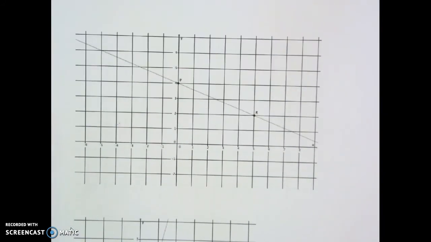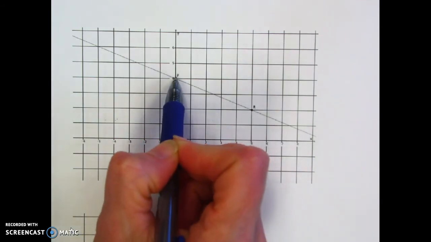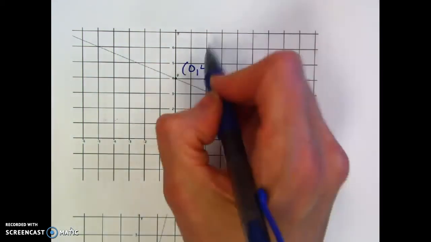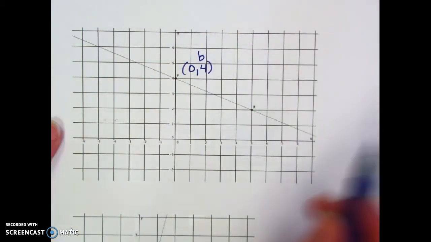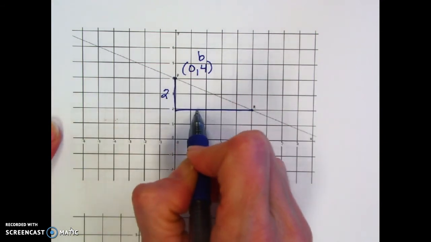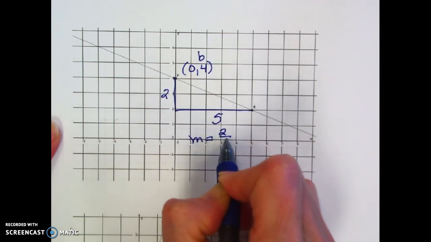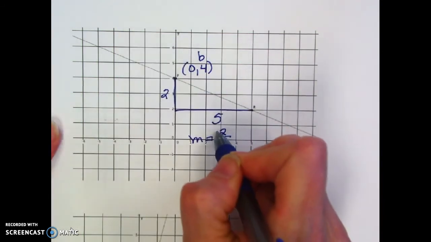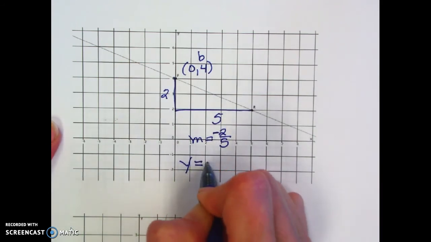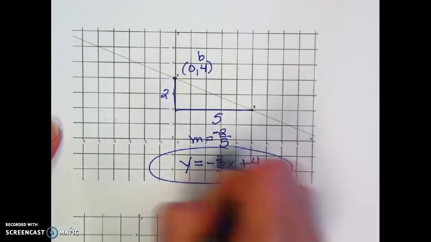Okay, here's the next picture. Remember, we're going to find our y-intercept first. Here's our y-intercept, which is at 4. So our b value is 4. Our slope, if we count spaces here, looks like 2 and 5. So our slope is 2/5, except we're going downhill again, so it's actually negative 2/5. So y equals negative 2/5 x plus 4.